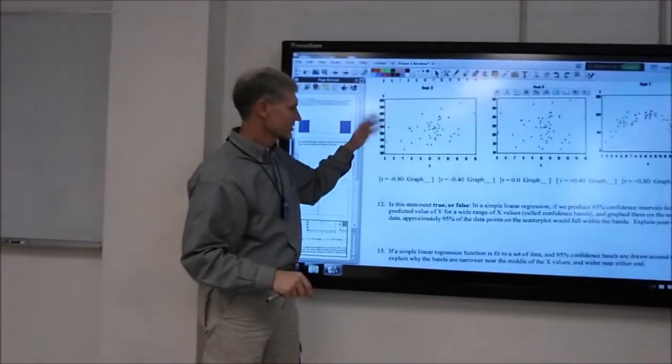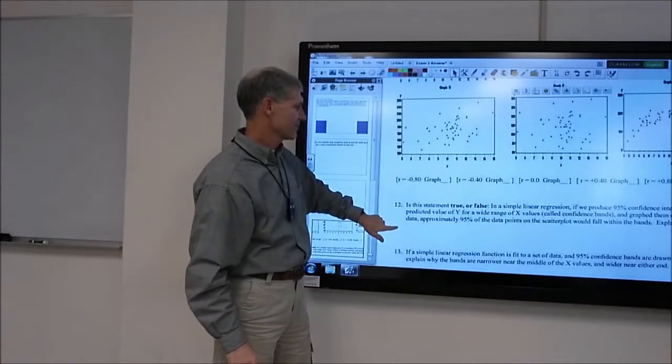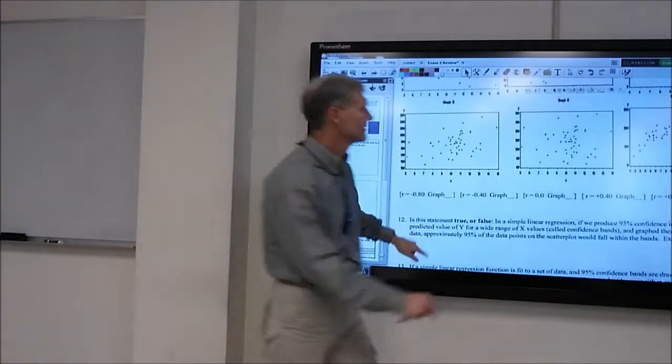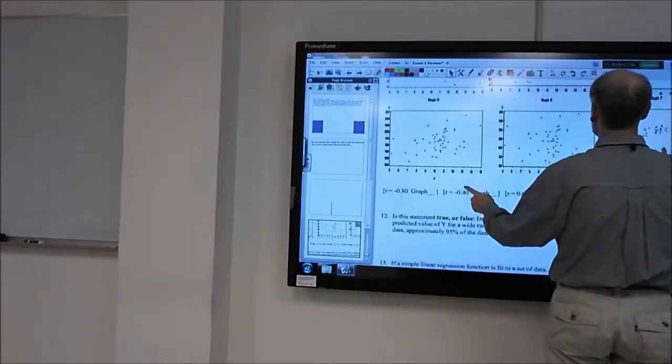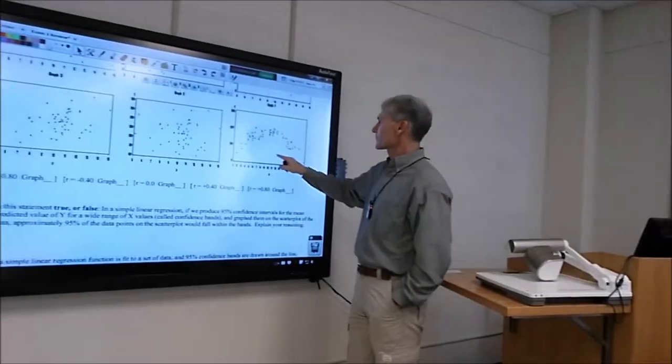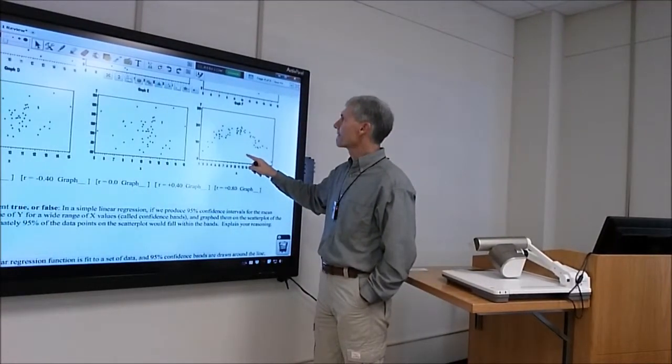Okay, so just math. Some are strong, some are weak. R equals 0. It's that last one. And then what about that one next to it? This one? Graph E looks like there's no correlation here.